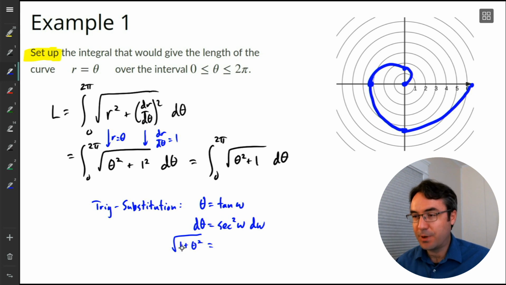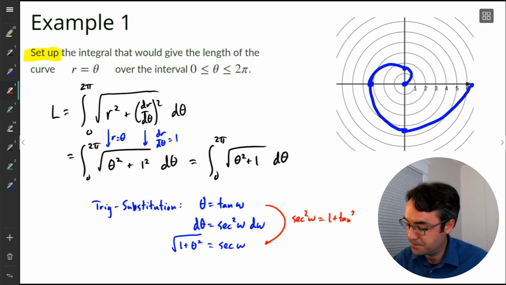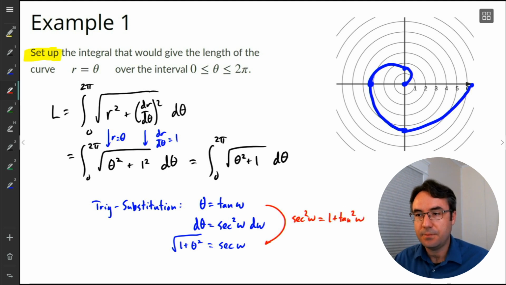So what does this square root term become? It simplifies into secant w. It's the opposite trig function. Our trig substitution was tan, and the square root term simplifies into the opposite one, secant w. By opposite, I mean there's that trig identity of secant squared equals 1 plus tangent squared. So you can run through the steps there.